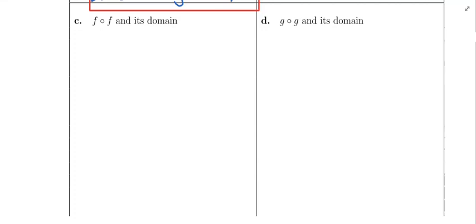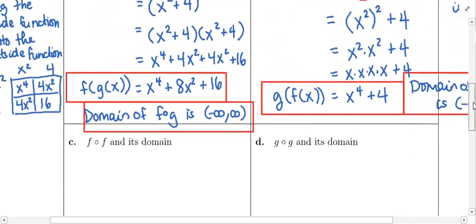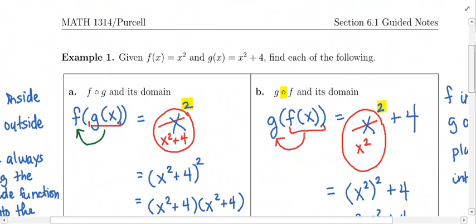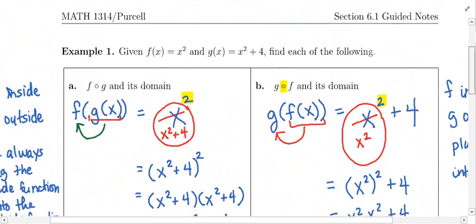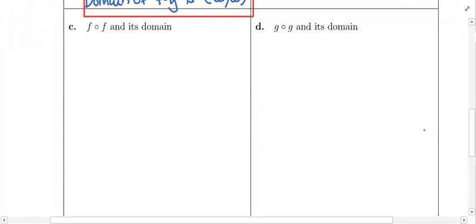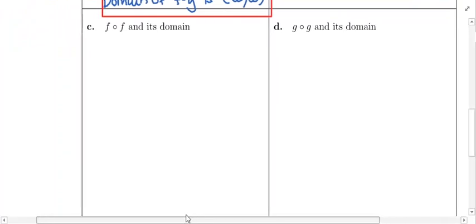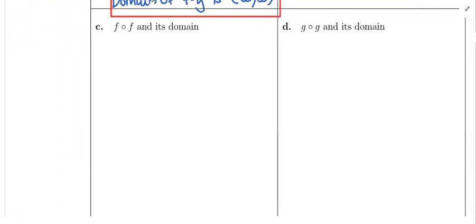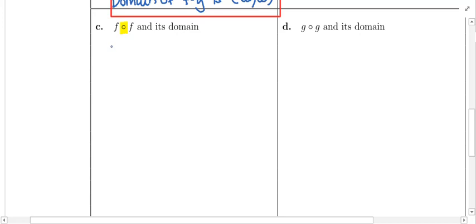Moving on to part C, we're still using the same two original functions, where f of x is equal to x squared and g of x is equal to x squared plus 4. But now we're going to find f of f, and its domain. As soon as you see this circle, that means composition. You should write down the more meaningful way to interpret this. This is going to be f of f of x.